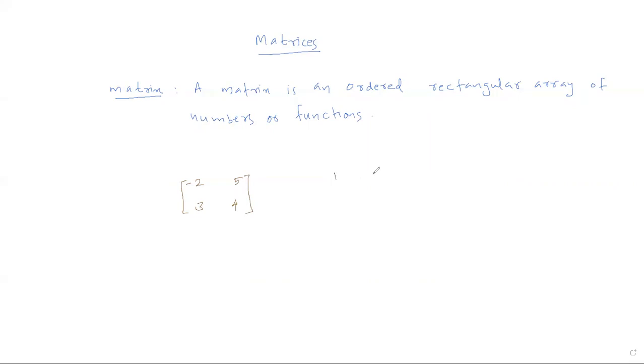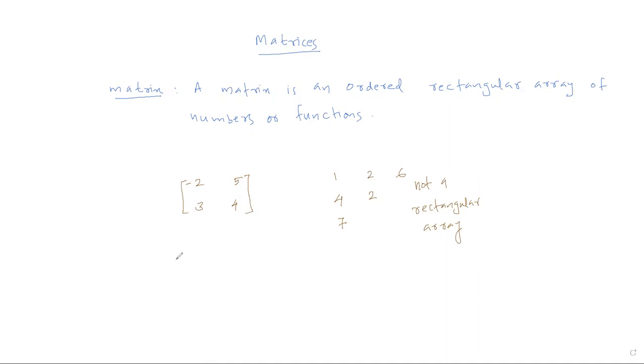But if I write like this, 1, 2, 6, 4, 2, and suppose 7, is this a rectangular arrangement? No. It's not a rectangular array. Rectangular array means here you can see the length, at almost 3 units, something like that. But here the length is not equal, and the width is not equal either.